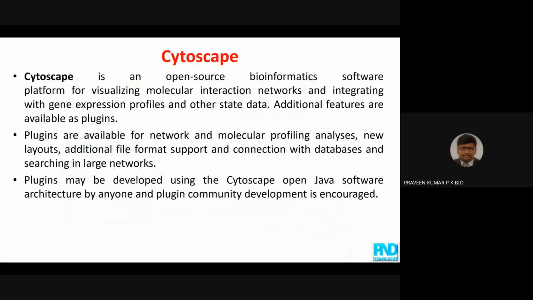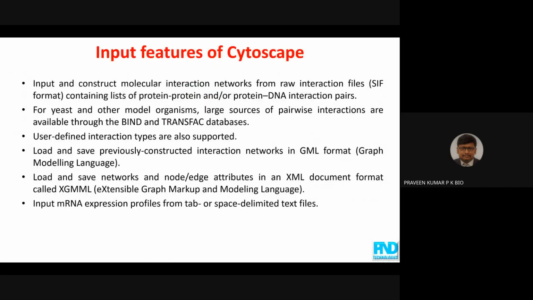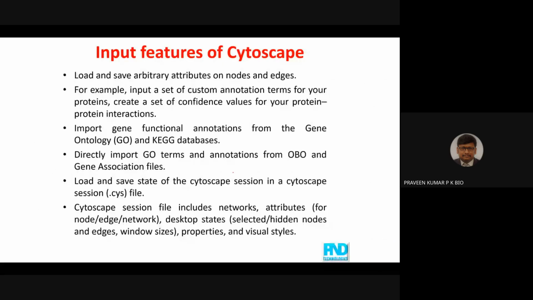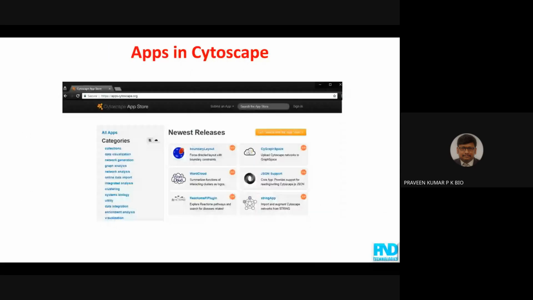Cytoscape, I already mentioned to you. Cytoscape is an open source bioinformatics software to visualize types of networks, especially molecular interaction networks. And we have plenty of plugins to work on various applications in systems biology. For this, we need this kind of language, extensible graph markup and modeling language. And now let me take you to the apps in Cytoscape.